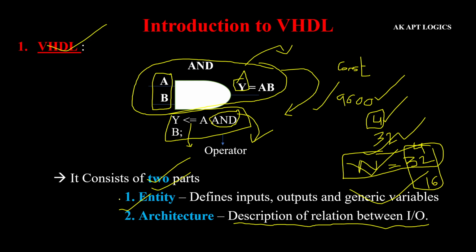In the entity, we are going to specify what the inputs are, what the outputs are, what the generic variables are, and all those things. We are not going to specify any relation between inputs, outputs, and generic variables in the entity itself. In the architecture, we are going to specify that relation between the inputs and outputs and any generic variables. We are not going to declare the inputs and outputs again in the architecture, because we already declared those in the entity.